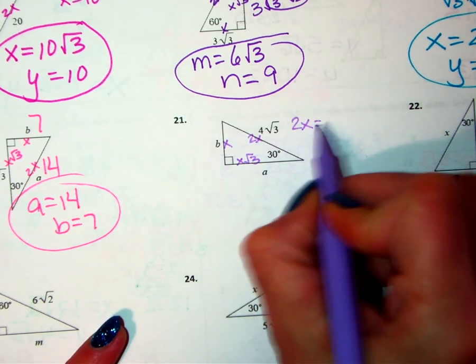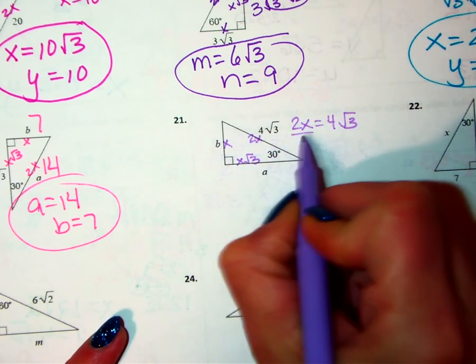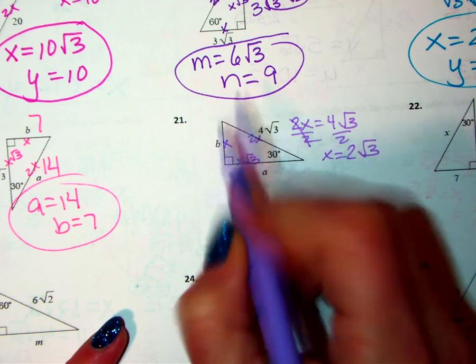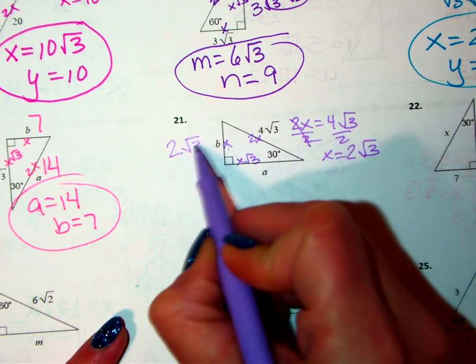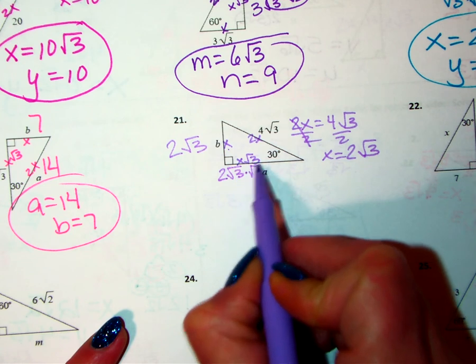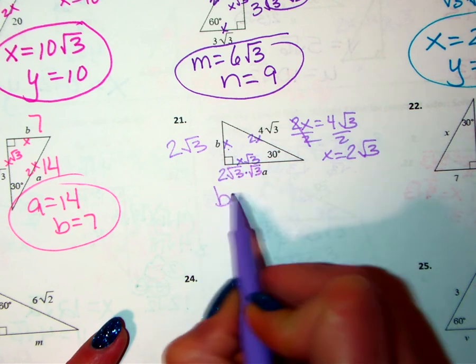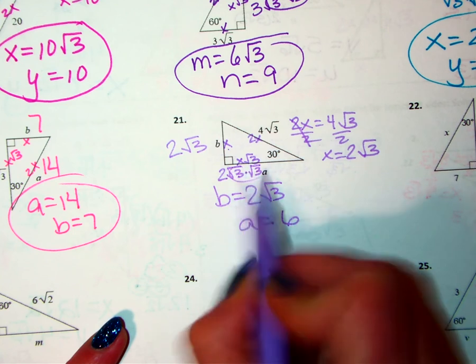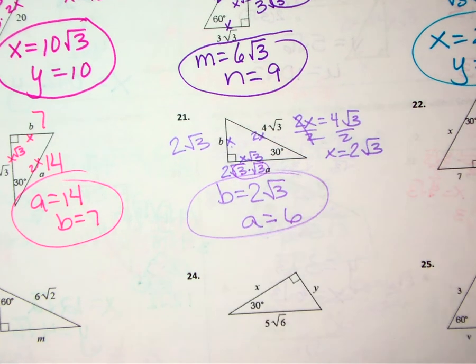Okay, so I know 2x is 4 square root of 3. Dividing by 2 tells me x is 2 square root of 3. So I've got my x is 2 square root of 3. My x here is 2 square root of 3, but I have to multiply by another square root of 3. So b is 2 square root of 3. And a is 6, because square root of 3 times square root of 3 is just 3.